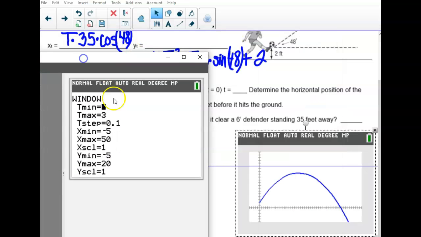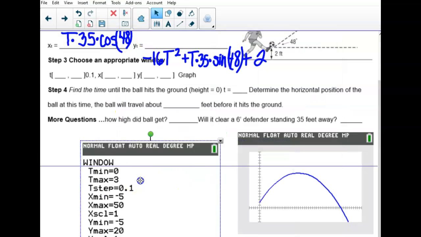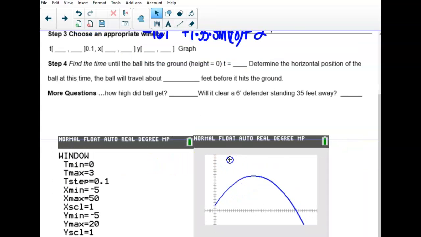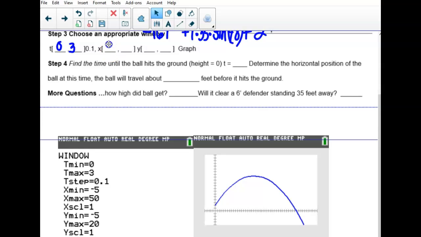But sometimes you're just going to have to mess around and try the window. Okay. Now this is where some students get very confused about what it's asking. Let me write down what we did. We did 0 to 3 for time because it hit the ground by then. It wouldn't be wrong if you had more, but 3 was plenty. And I did -5 to 50 and -5 to 20.